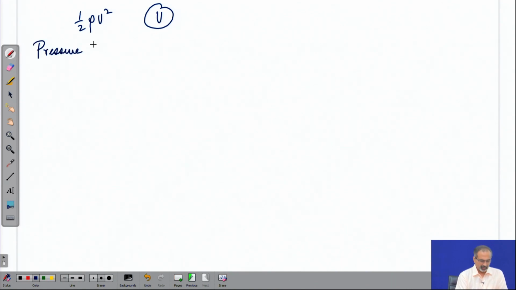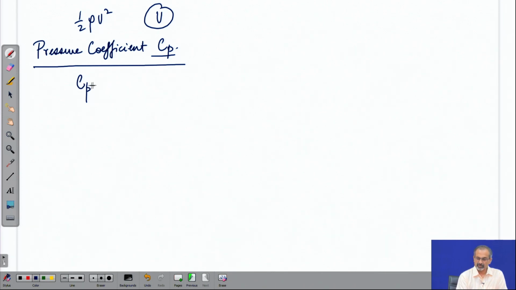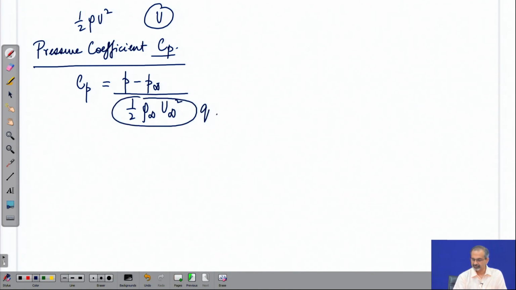Earlier we had discussed several non-dimensional coefficients, of which the pressure coefficient was an important one. We are revisiting the pressure coefficient once again over here. You may recall that the nomenclature was Cp, and we are going to define it as P minus P infinity over half rho infinity u infinity square. This is basically the dynamic pressure of the free stream. Dynamic pressure is often represented by the letter Q.